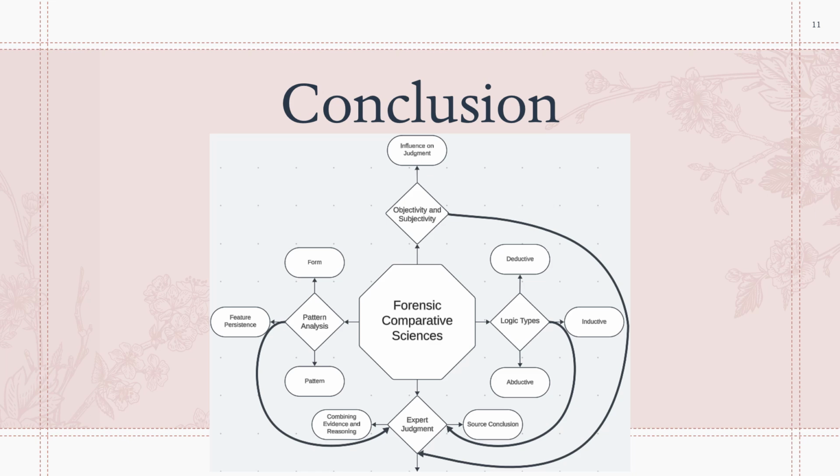Because you're dealing with comparing, for example, tool marks, what something looks like, how that feature persistence holds up over time. So all three of these are going to tie back into your expert judgment, and they're all going to relate to your expert judgment. They don't necessarily relate to each other or affect each other per se, but they do relate to that expert judgment in your source conclusion and your combining evidence and reasoning. So that expert judgment is really the key there on where everything else falls. So however everything else falls is going to affect your judgment.